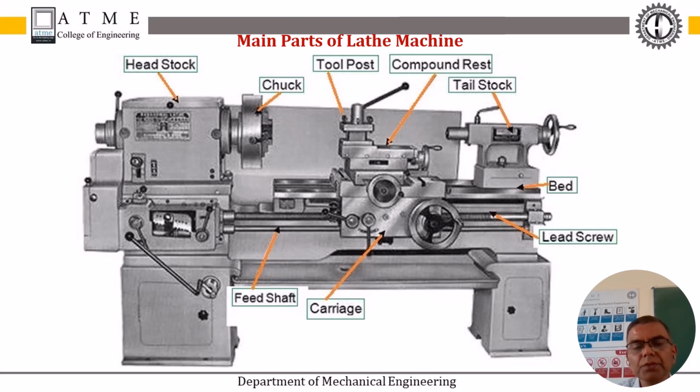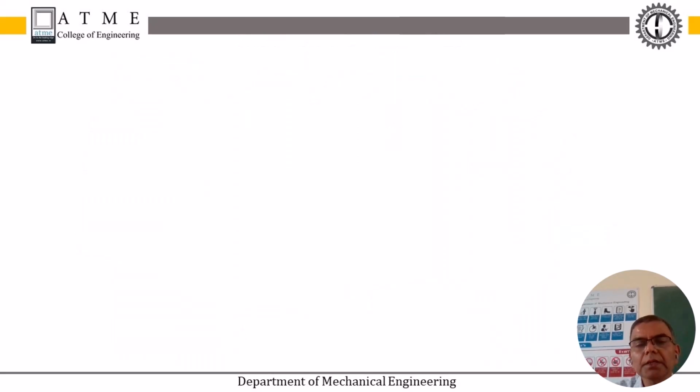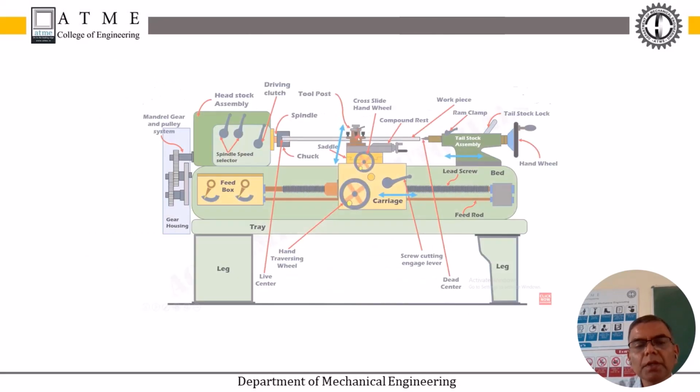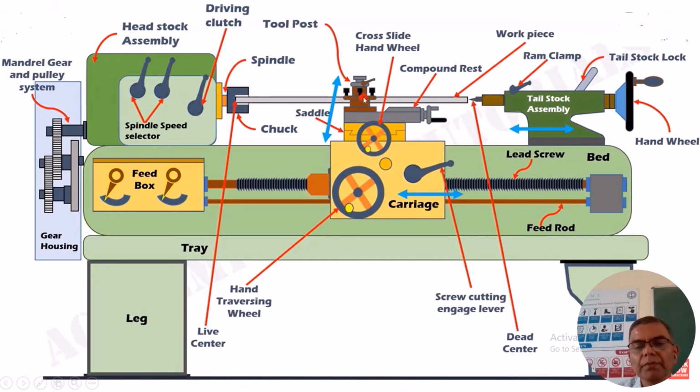This is the wheel which is used to move the carriage parallel to the lathe axis. And this is the hand wheel which is used for the movement of the cross slide, which will move perpendicular to the direction of the lathe axis. So now let us have another schematic diagram which shows more parts, with more parts labeled here. So as I already told you, this is the headstock and this is the tailstock.